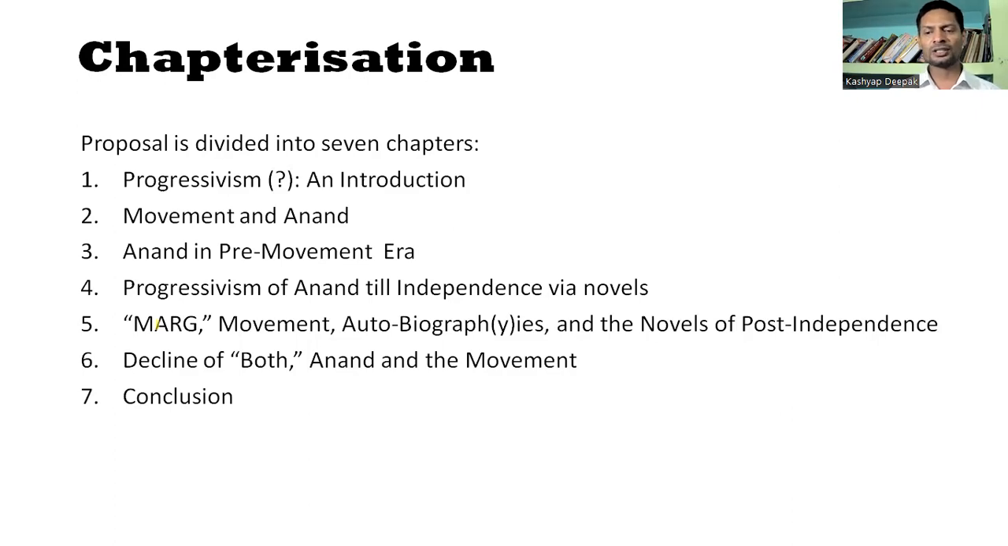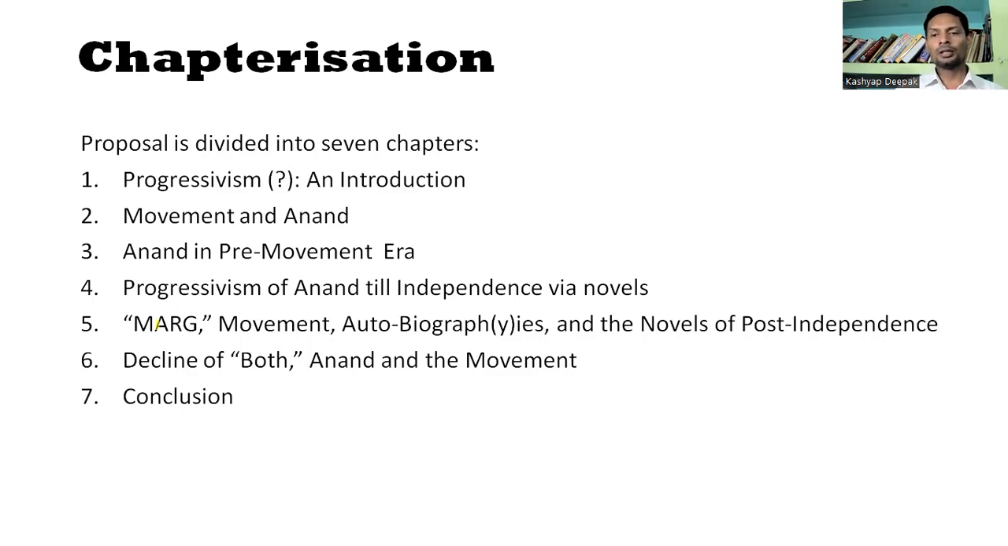As we discussed, he had published some five to seven books before this progressive movement, and we will see whether he was a progressive writer or not. And then the next chapter is progressivism until independence via novels. During that time, we will check Mulk Raj Anand's novels till India's independence.